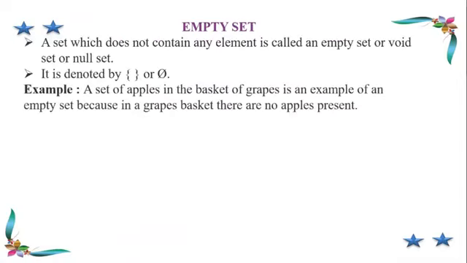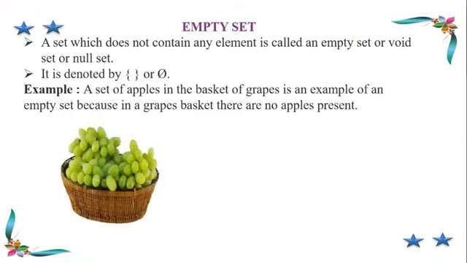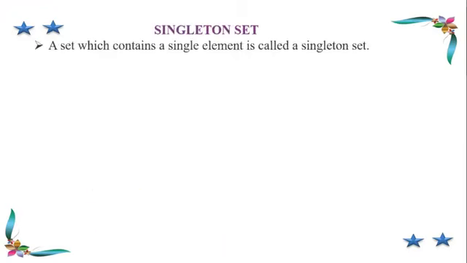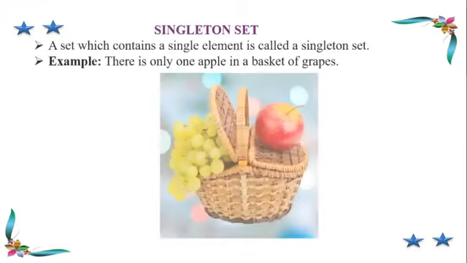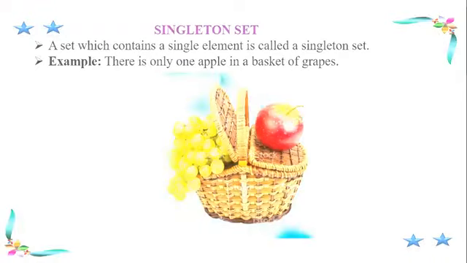Now, what is empty set? Empty set is nothing but the null set, or we can call it phi. For example, the set of apples in a basket of grapes is an example of an empty set because in a grapes basket, there are no apples present. Next, let us consider singleton set. The set which contains a single element is called a singleton set.